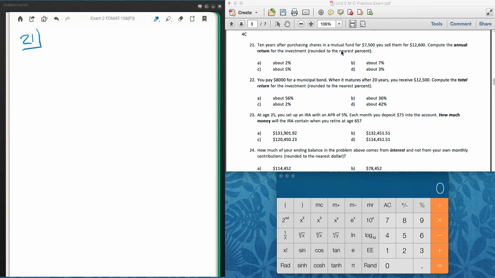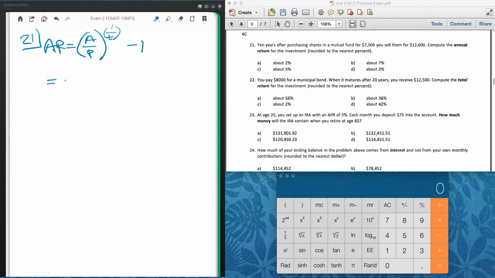So 10 years after purchasing a mutual share of 7,500, you sell them for 12,600. Compare the annual return of the investment, round to nearest percent. So the trick here is the annual return. So you have to remember that that's what we're looking for. So our annual return equation, and you can go look for this one, it's A divided by P, or the future value divided by the principal, raised to the power of 1 divided by the number of years. And then when we're done with that, we subtract out that principal value again, which will give us that percentage.